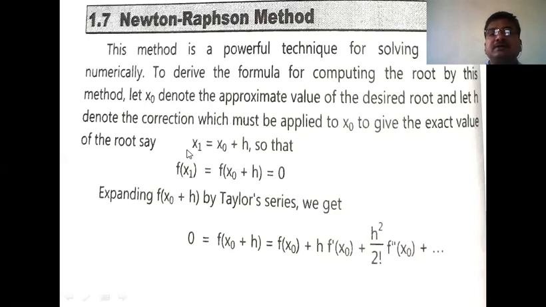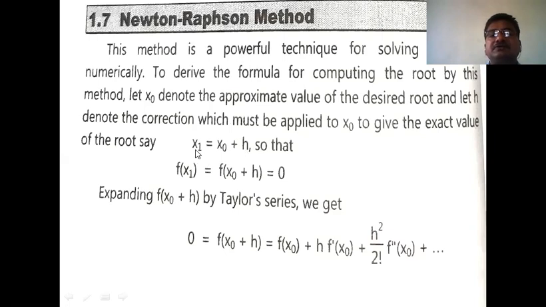And x1 is the correct root. Suppose x1 is the correct root of the equation, and suppose h is the error or difference between the correct root and the approximate root. That is, x1 is x0 plus h. So what is h? h is x1 minus x0. Here x1 is the correct or exact root and x0 is the approximate root. So correct root minus approximate root is equal to h, meaning error.